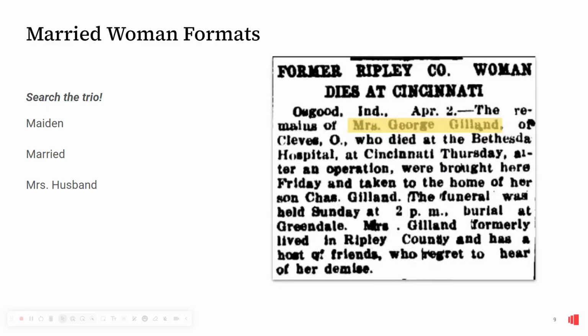Married woman formats. I like to call this search the trio because I think of it in three different ways when I'm looking for women. I am going to search her by a maiden name. I might search her by a maiden and a married name, because sometimes I will see both names mentioned. Or just her married name, or a Mrs. and a husband. In the Mrs. and husband example that I have here, it doesn't mention her first name.